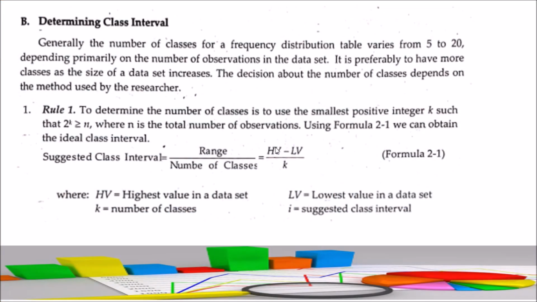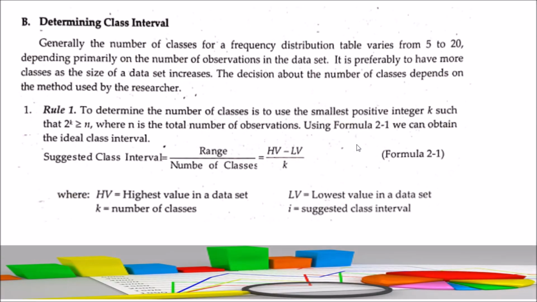In the previous video, we learned how to make a frequency distribution of categorical data or variables. Now, we'll be learning how to make a frequency distribution of a numerical variable, which includes interval or ratio data. If the data is numerical, we need to determine the class interval.